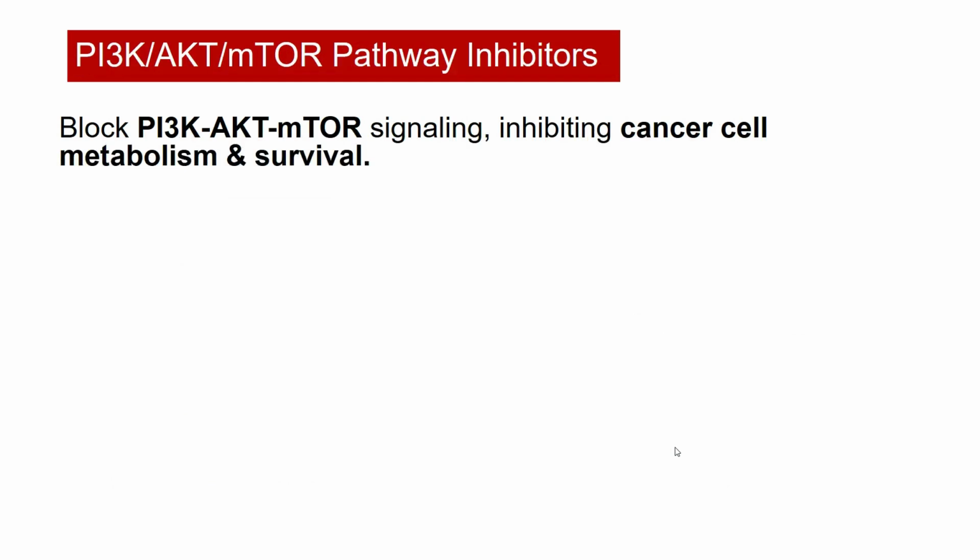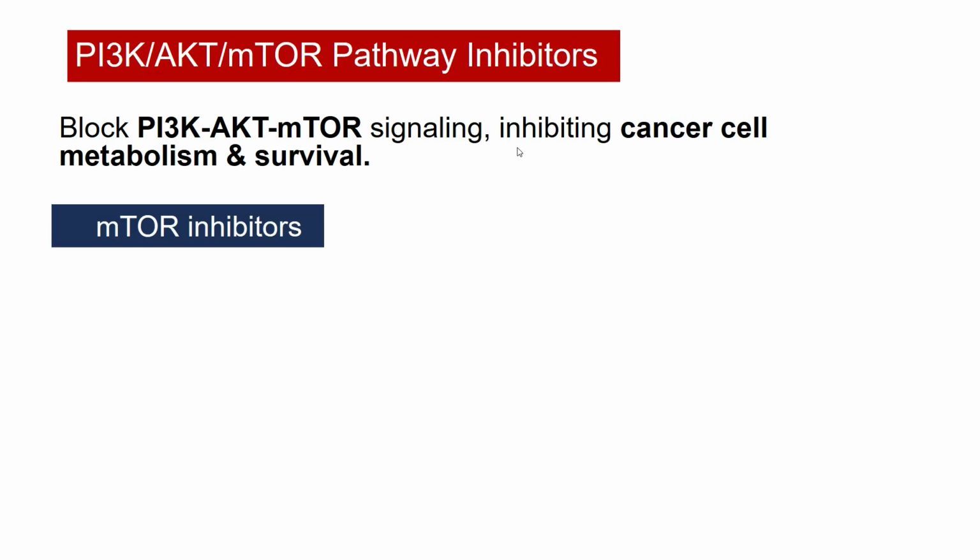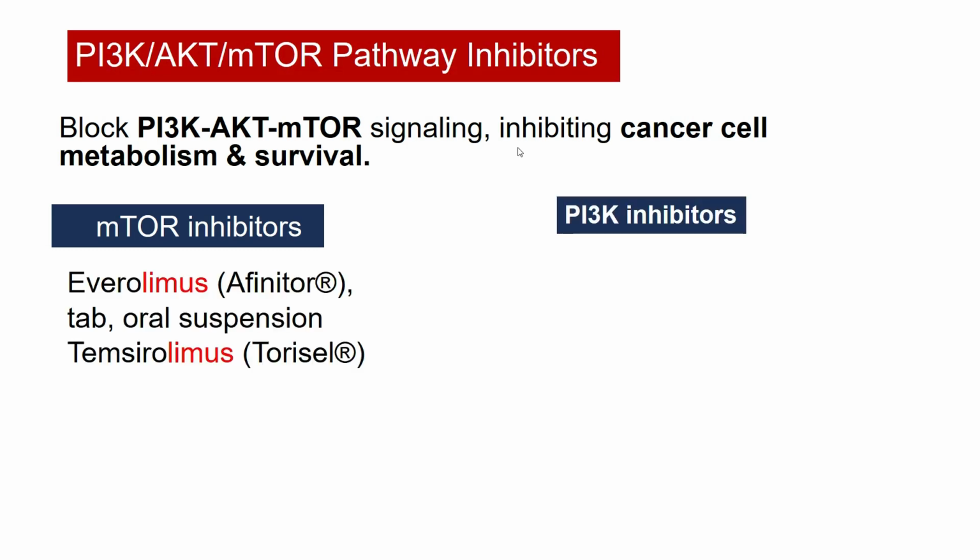The next topics are PI3K pathway inhibitors, which block the signals necessary for metabolism and survival of the cancer cells. There are two categories in it: one is the mTOR inhibitors and the other is PI3K inhibitors. mTOR inhibitors are very popular, such as everolimus. Limus is the suffix, and it comes as tablets and oral suspensions.